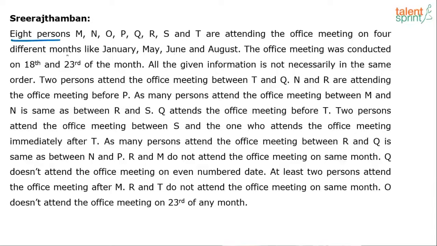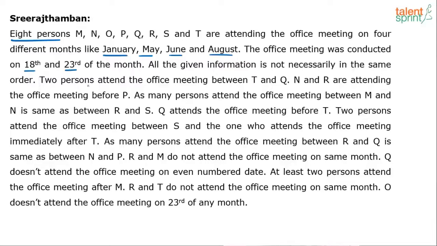There are only 4 months, right? Jan, May, June and August, but each month has got 2 dates on which the office meetings are conducted, 18th and 23rd. So 4 months and 2 dates will make it 8 slots. Total there are 8 slots. 2 dates into 4 months, 8 slots. And for these 8 persons. All the given information is not necessarily in the same order.